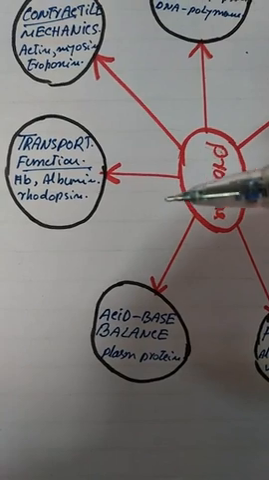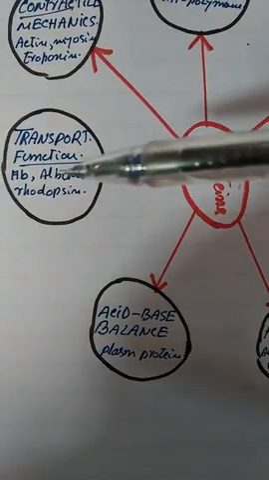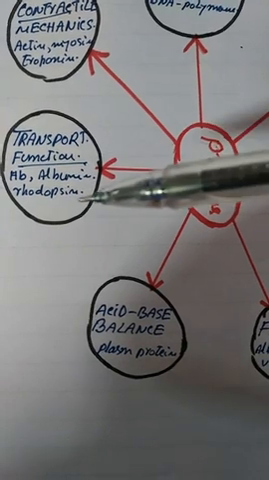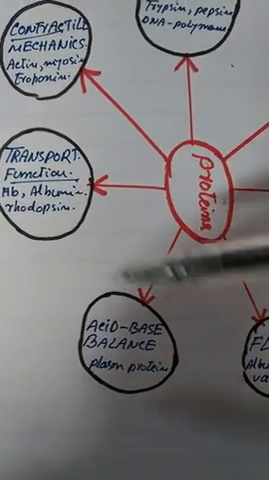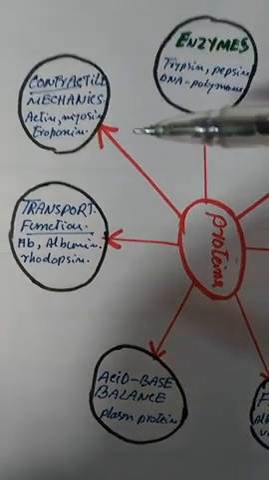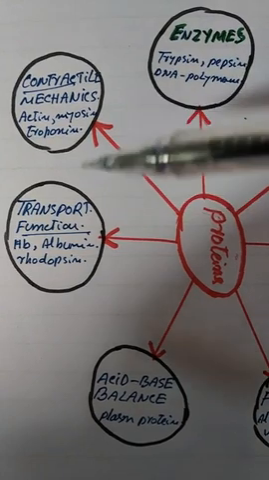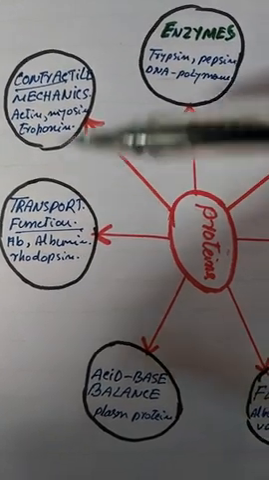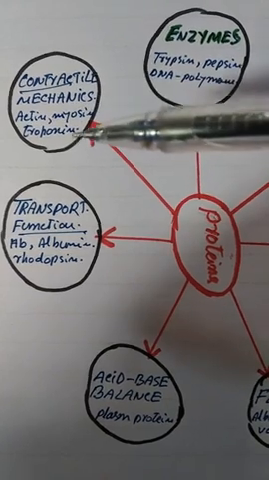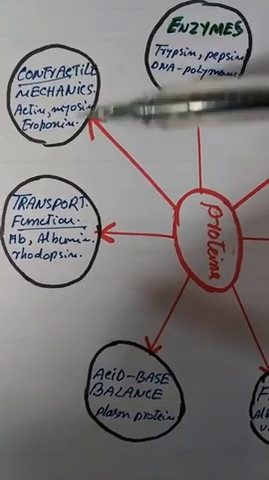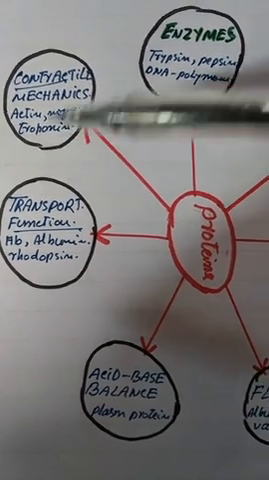The proteins also perform the transport functions such as hemoglobin, albumin, rhobzin, which transport the substances from one part of the body to another. Also, these proteins have the functions of mechanics like contractions and relaxations. These mechanic proteins include actin, myosin, troponin, etc.